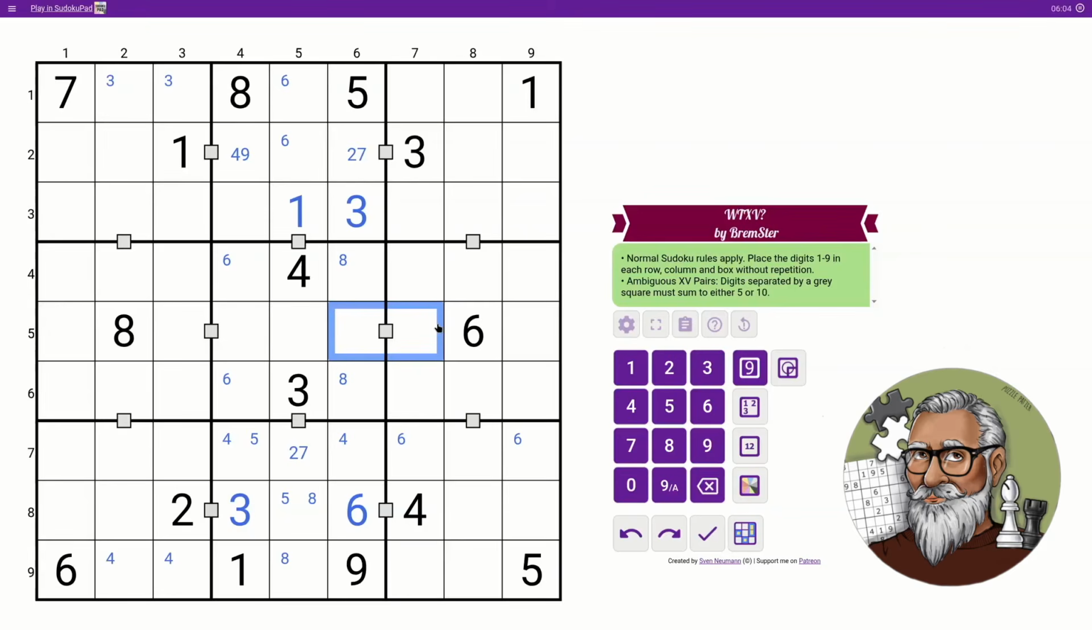Right, so let's go through the options. It's not 4, 6 because we can't use another 6. It's not 3, 7 because we can't use a 3. It's not 2, 8 because, well, the 8 is gone. So it has to be 1, 9. This one can't be 9, so this one is 1 and that one is 9. Okay, what about this one?